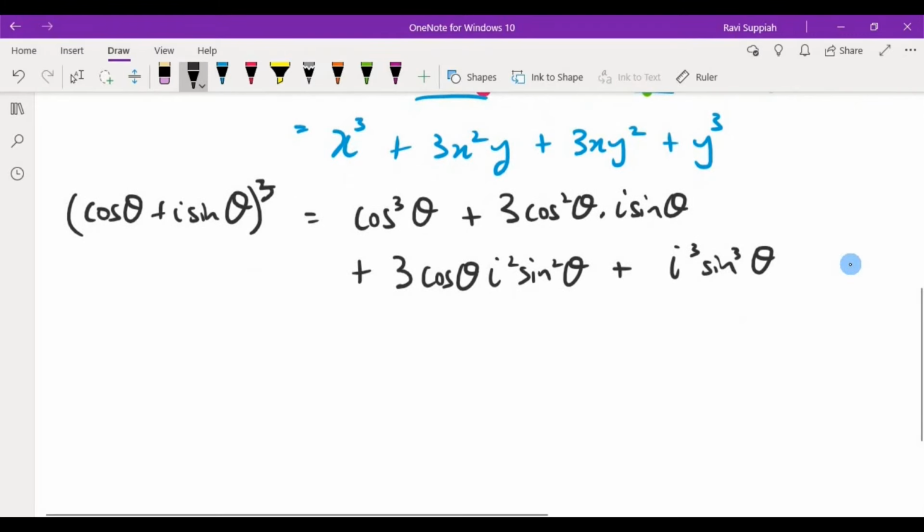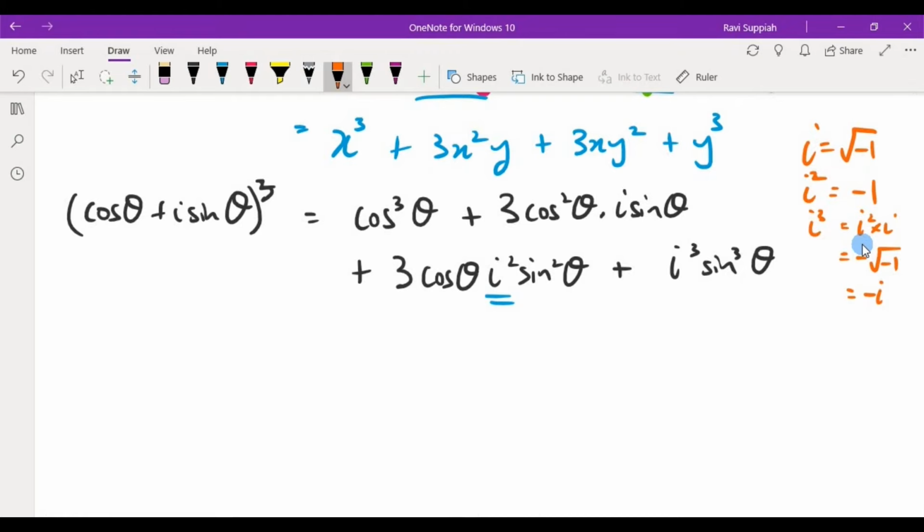Now what we can further see is that i squared equals minus 1. Just to quickly recap, i is the square root of minus 1, so i squared equals minus 1. And i cube is i squared times i, which is minus the square root of minus 1, which equals minus i.